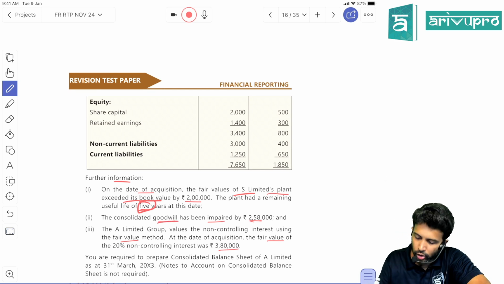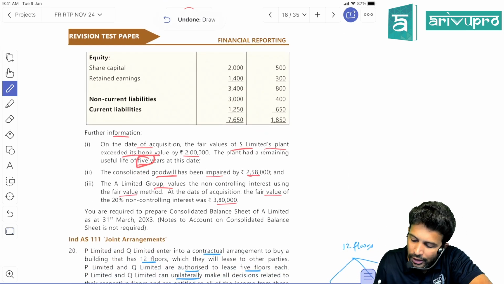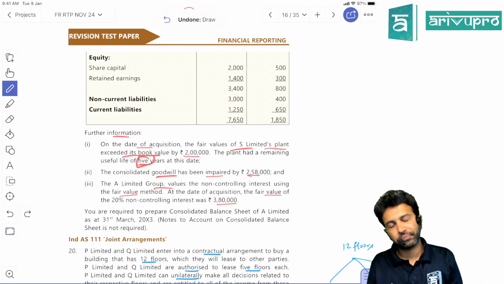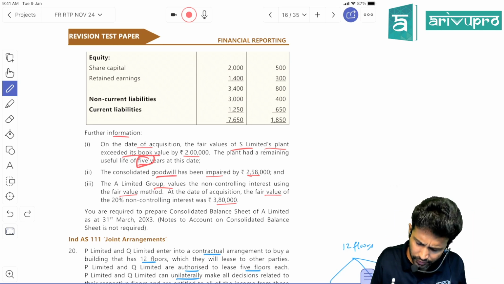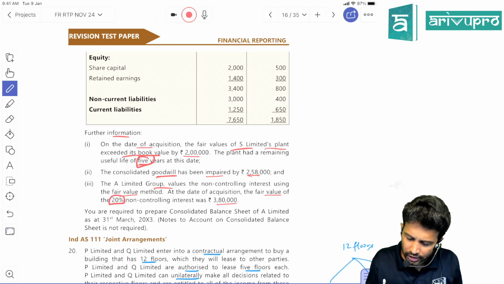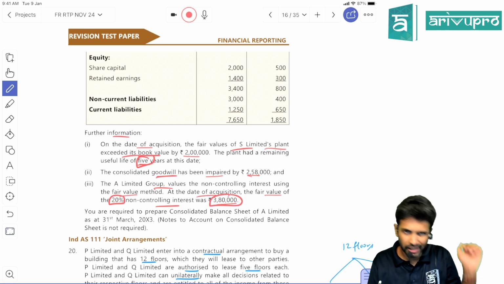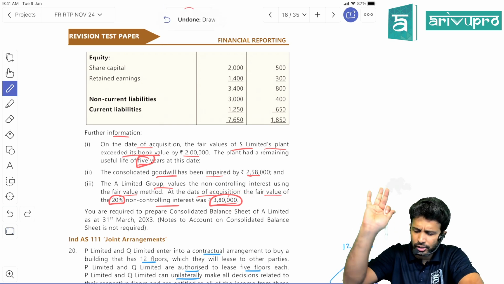The consolidated goodwill that you get, they're saying is impaired by 258. So they have only calculated that. The group values non-controlling interest using the fair value method. There are two ways in which you can value NCI. One is the fair value method, another one is PSNA, proportionate share of net assets basis. Here we are using the fair value basis. We own 80%, so NCI owns 20%. The fair value of NCI for 20% is 3,80,000 on the date of acquisition, meaning on the date of control. They have only given it, no need to compute.